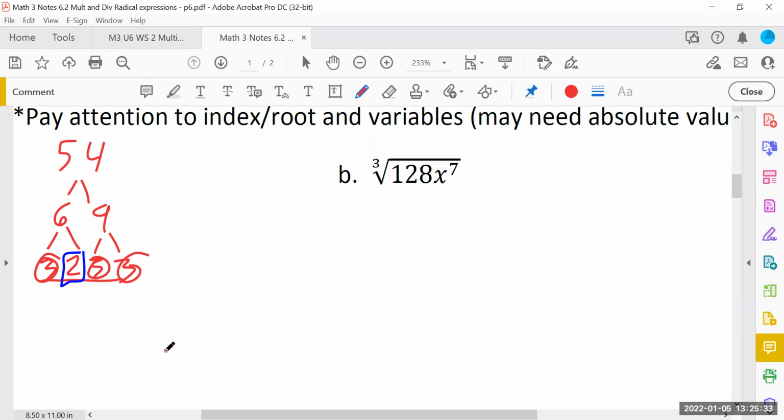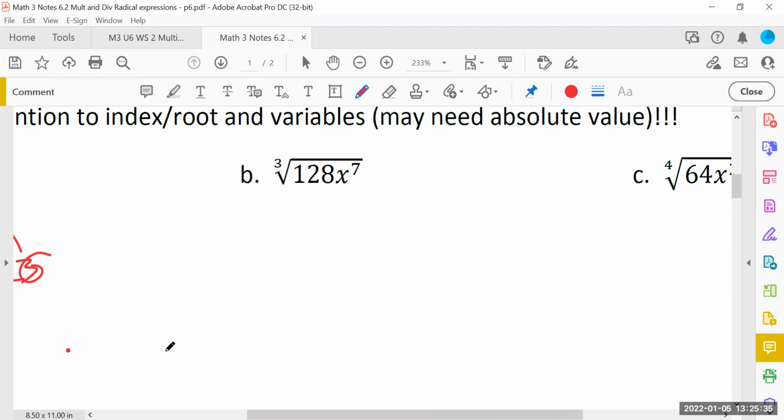Letter B, cube root of 128, x to the 7th. So that 128, you're going to start to recognize some of the powers of 2 and 3, some of the ones that come up the most often. 128 is a bunch of 2s. 2, 4, 8, 16, 32, 64, 128. 7 2s.